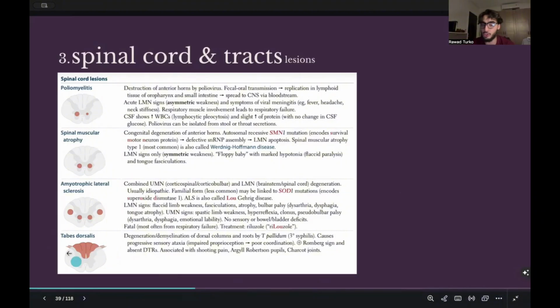All right. So this is purely dorsal column and purely sensory. All right. Associated with shooting pain, Argyll-Robertson pupils, which is something also associated with syphilis. You need to know it right now, and Charcot's joints, which is also seen in diabetes mellitus.